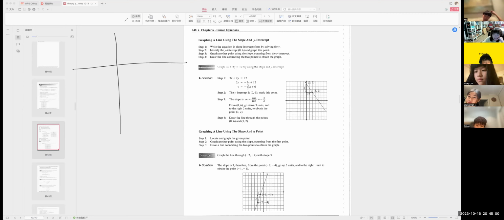Okay, so I'm going to quickly give you something to try. Let's see, if I have a line, y equals 3 over 2x minus 4. Okay, you know immediately that this line must go through 0 and negative 4, correct? Must go through this point.